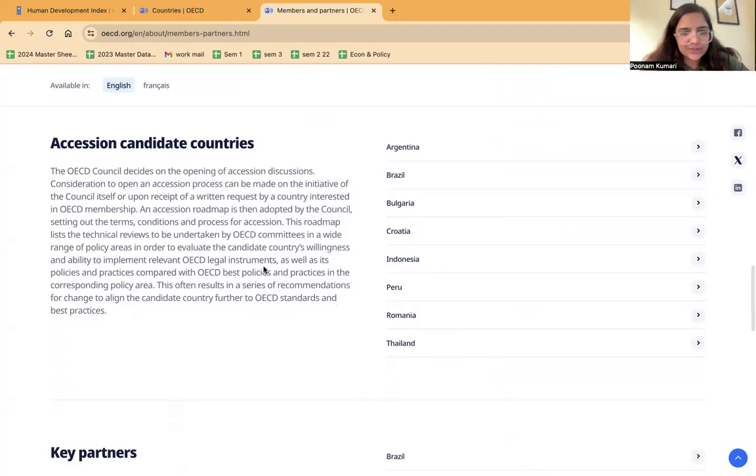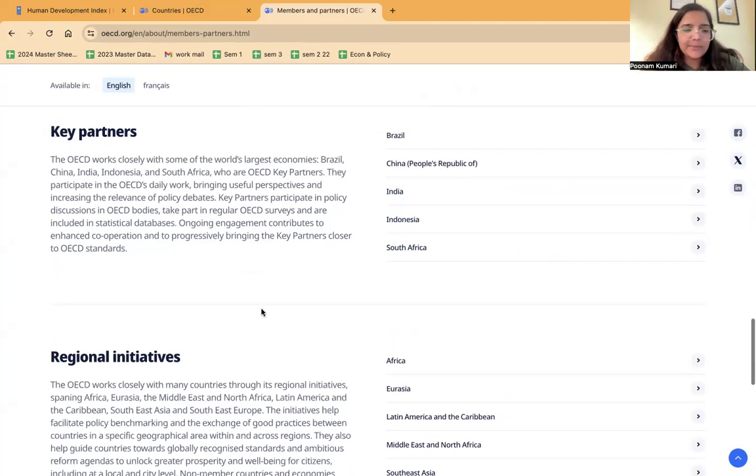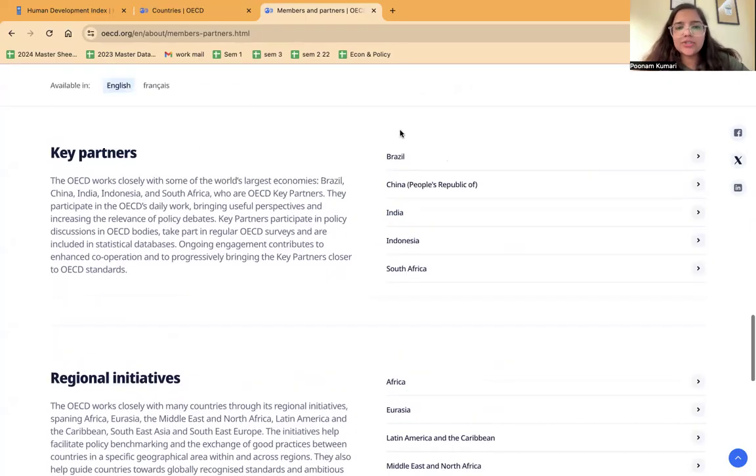So then there are discussions regarding key partners. So these are key partners. Key partners are working closely. OECD key partners participate in OECD's daily work, bringing useful perspective. Okay, fine, but they're not the members. So, ma'am, China, Brazil.